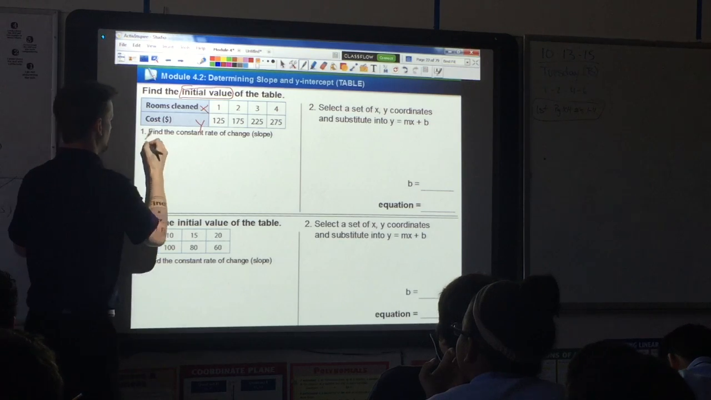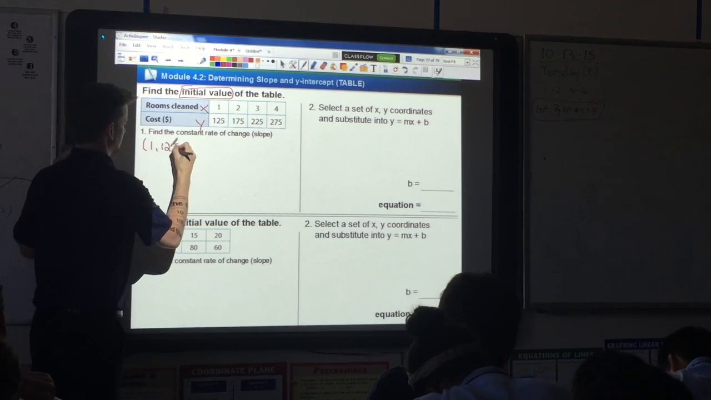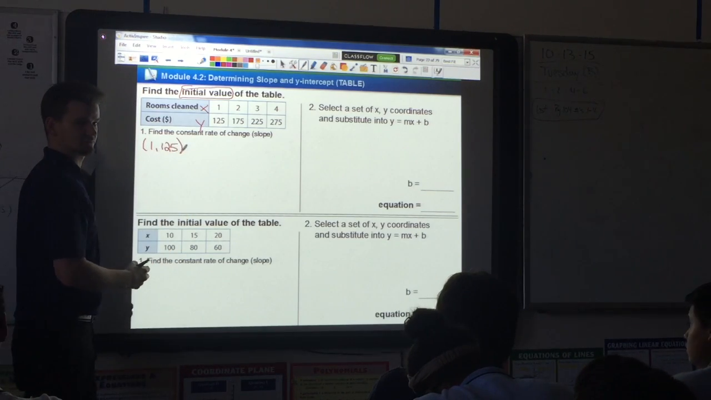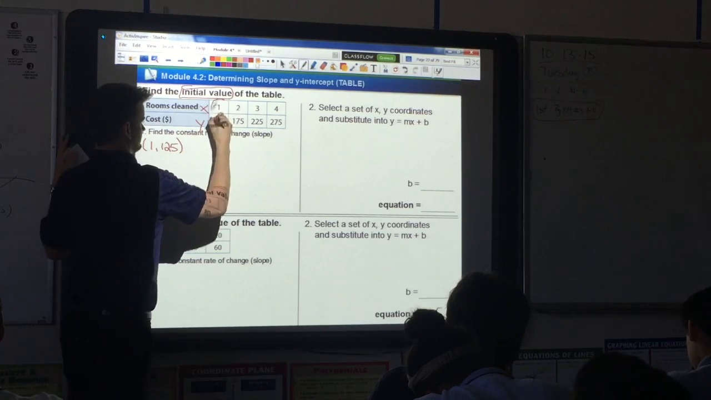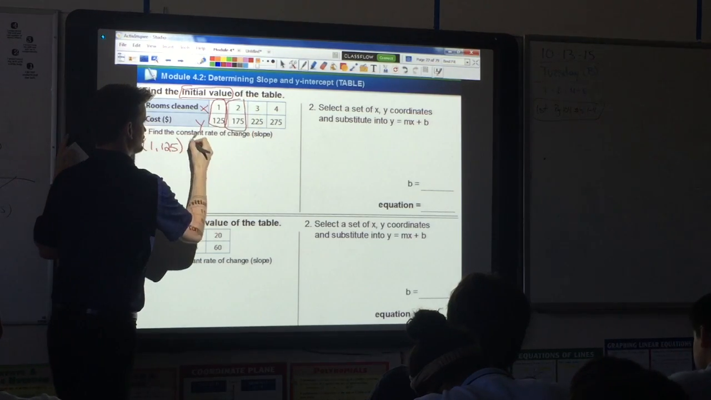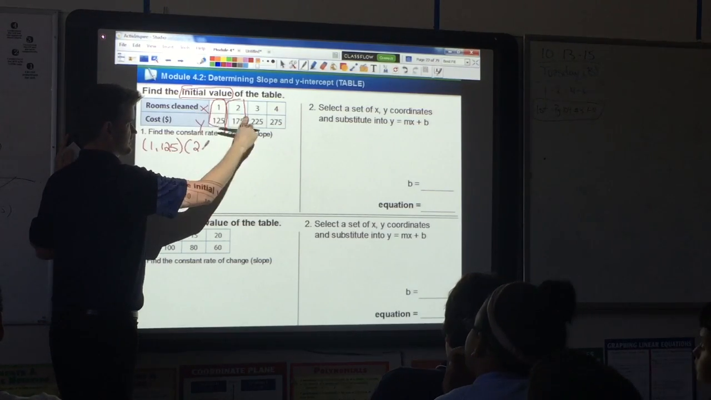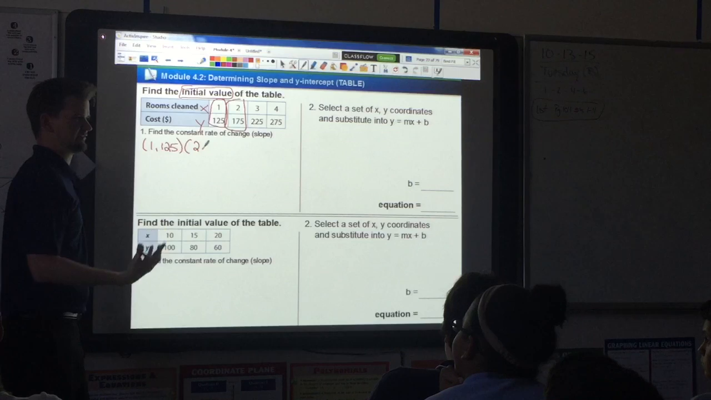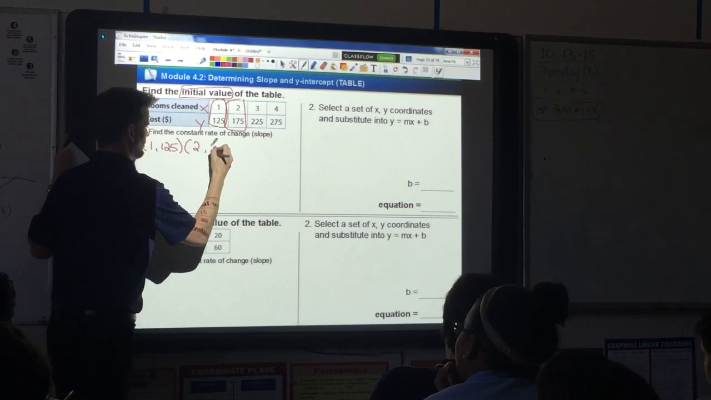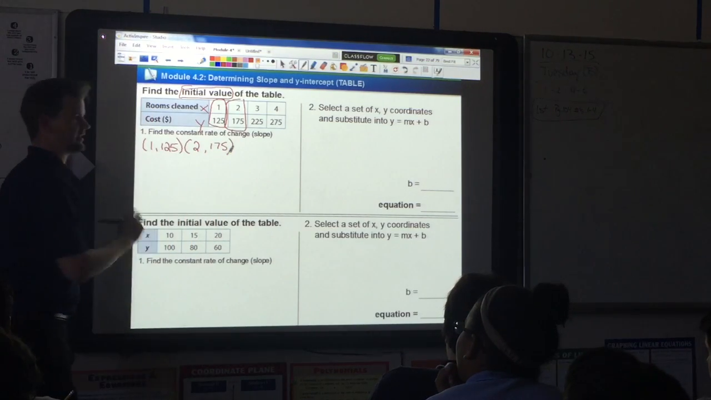1 comma 125. Okay, because we're finding the slope. And what's another one you want to use? The 2 comma 175. Okay, so we're using this one and this one. Doesn't matter which 2 you use, as long as the x and y values correspond. They must be on top of each other, or next to each other. This corresponds to this. Nothing different from what we've already done. 2 comma 175. We know how to find the slope here.